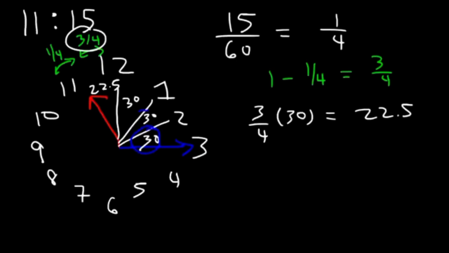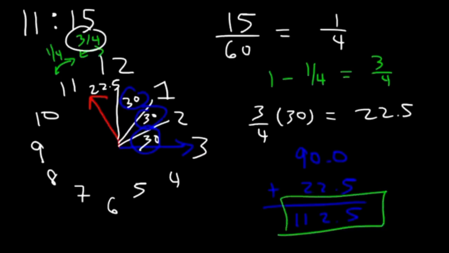So if we add 30 three times, that's 90. So we've got to add 90 plus 22.5. And so that's going to be 112.5. So that is the angle between the hour hand and the minute hand. It's 112.5. So here's the last example. Find the shortest angle for the time of 10:25. So find the shortest angle between the hour hand and the minute hand when the clock says 10:25.